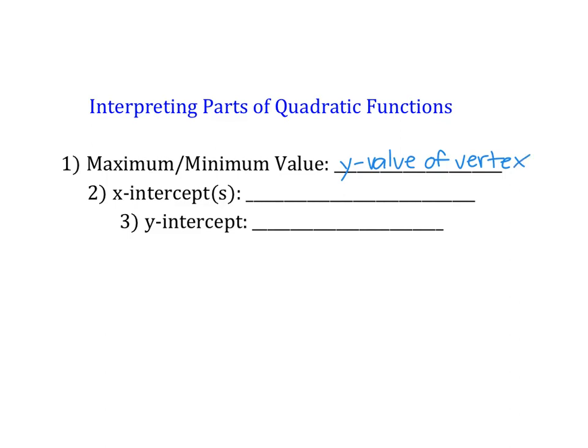If you think of a parabola, it is either going to have a minimum if it's upward facing or a maximum if it's downward facing, and that point is always going to occur at the vertex. So if a minimum or maximum is what you're looking for, it's going to be the y value of the vertex. X-intercepts, I want to remind you that we set y equal to 0 and then solve for x.